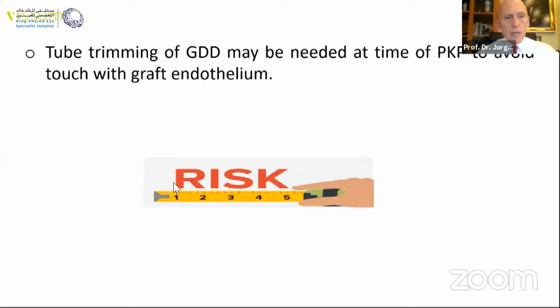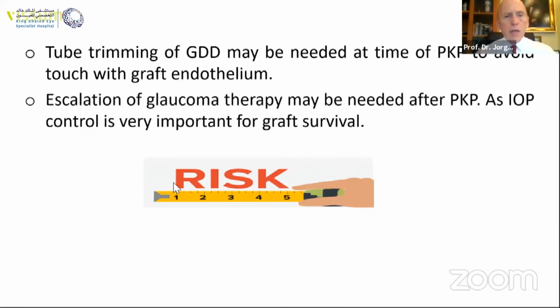So we have risk, and the risk is because of the valve. There is no consensus about why the valves are influencing so negatively the prognosis of the graft. But one reason is the irritation and trauma created by the tube. You have to trim the glaucoma device tube properly at the moment of the penetrating keratoplasty, or when you are using it, in order to keep it as far away from the corneal endothelium as possible. But you have to consider that the escalation of the glaucoma therapy might be needed after PKP, as intraocular pressure is very important to control.